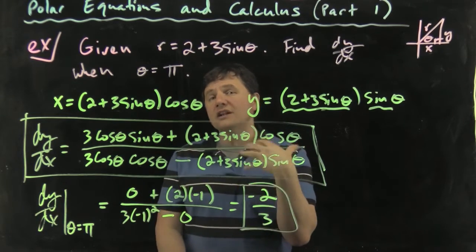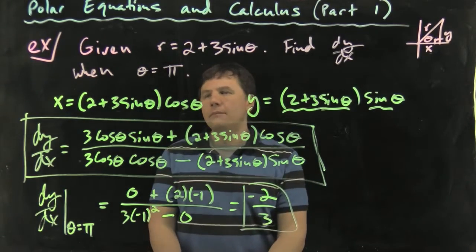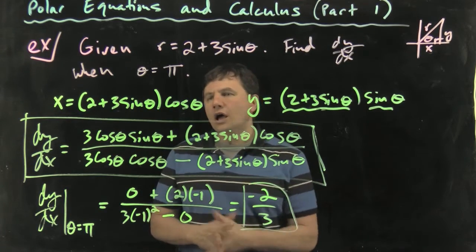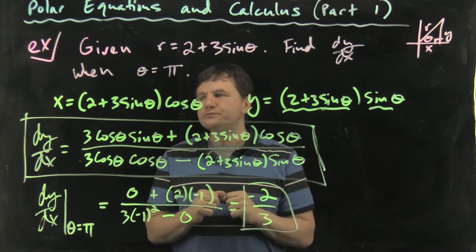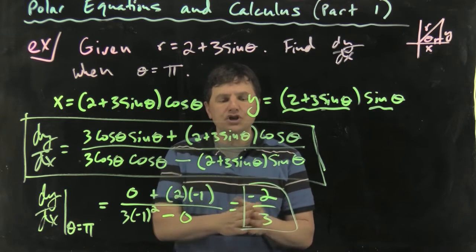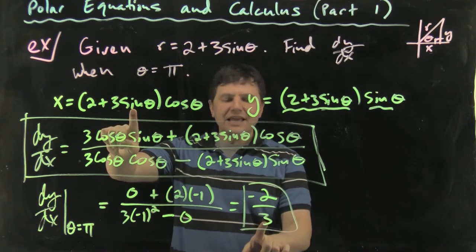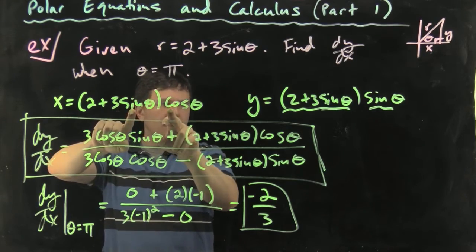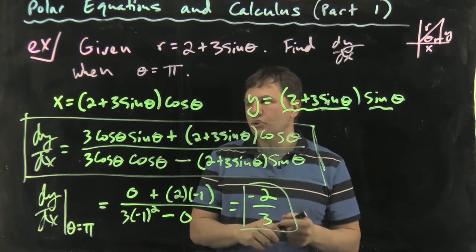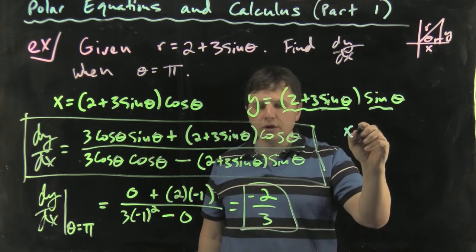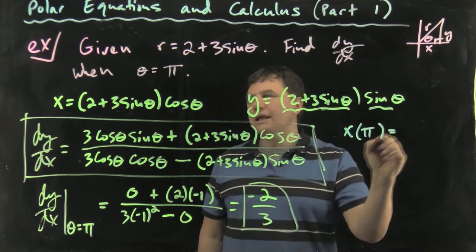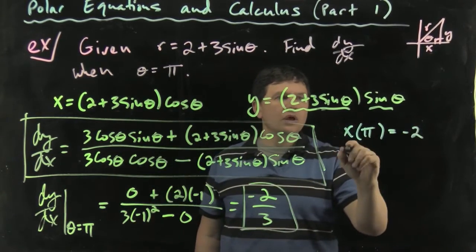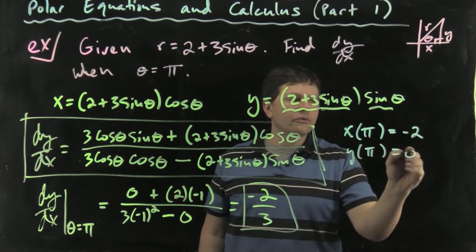Now, if they want us to write the actual equation, and I'm not going to do this because a lot of this is going to mirror what we do with parametrics. So if we wanted to write the tangent line equation, we'd have our slope. Realize to get x, I'm going to plug this theta in here, right? So, well, let's do that. Even though I didn't ask for it, at some point you're going to do that. So x is equal to, plug pi in. So this is going to be 2 plus negative 1, so that's negative 2. And then y of pi is equal to 0.